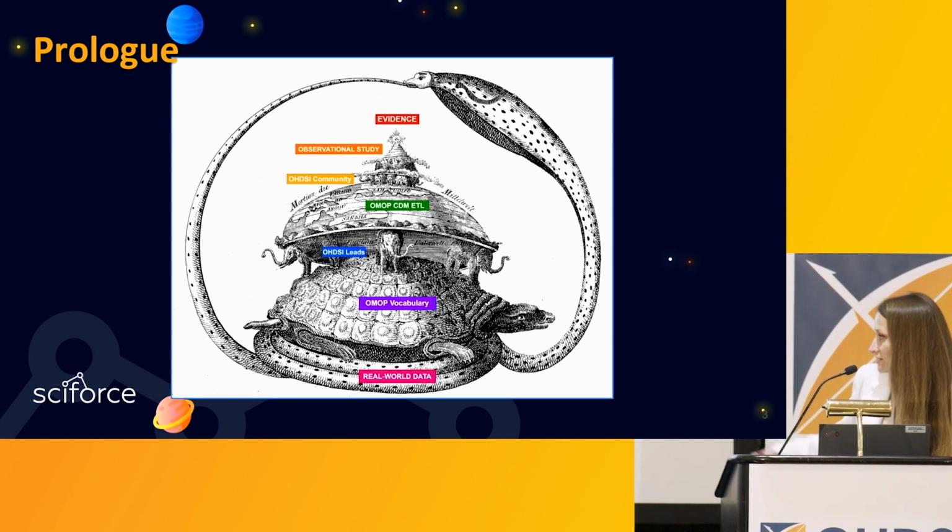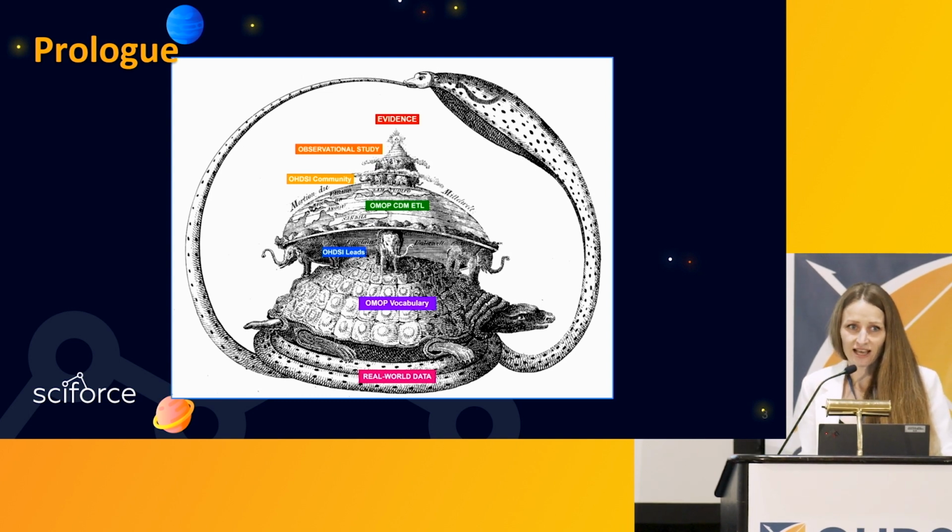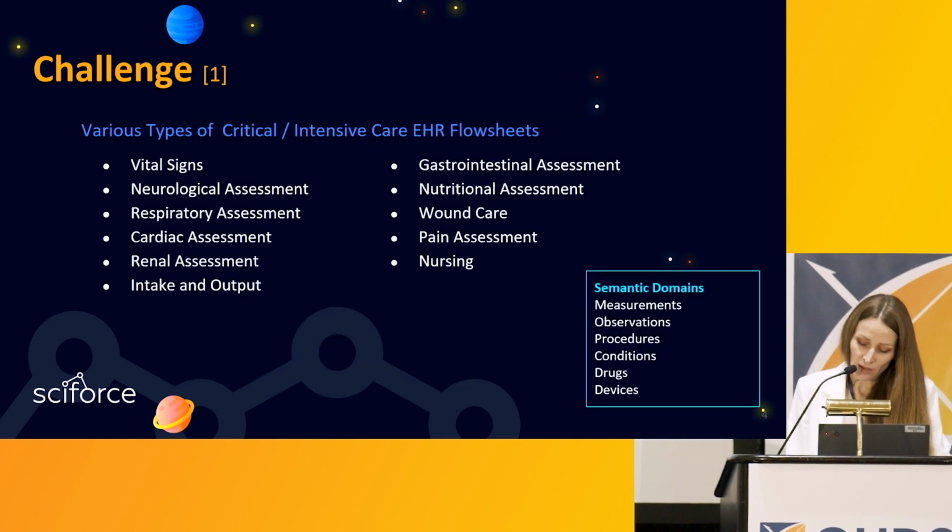So as you understand, the vocabularies are the core and the heart of the OHDSI ecosystem. That's why they are very important. So while various EHR flowsheet data requires mapping, our ultimate challenge is to define the best strategy for generating, preserving, and disseminating mappings across the OHDSI ecosystem.